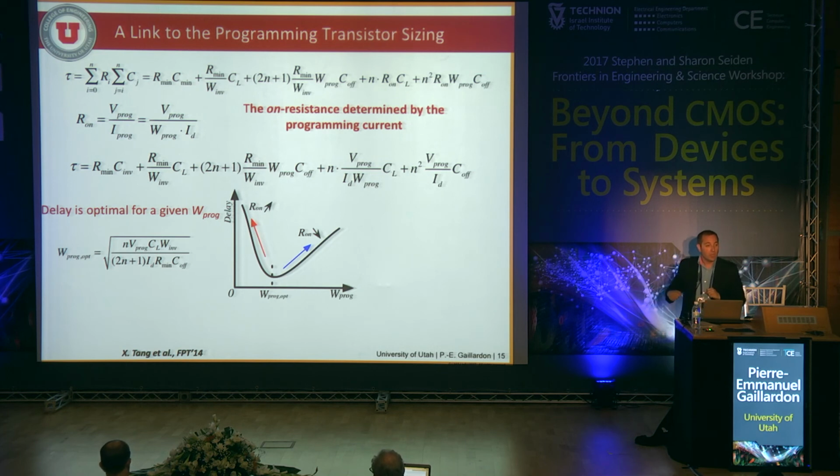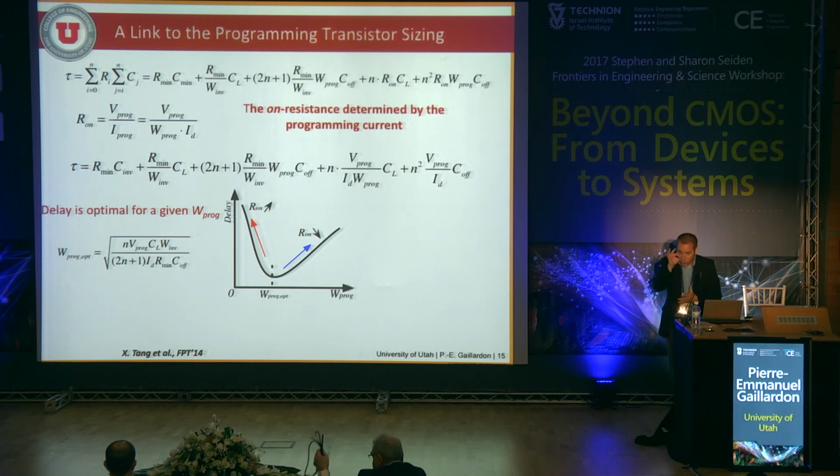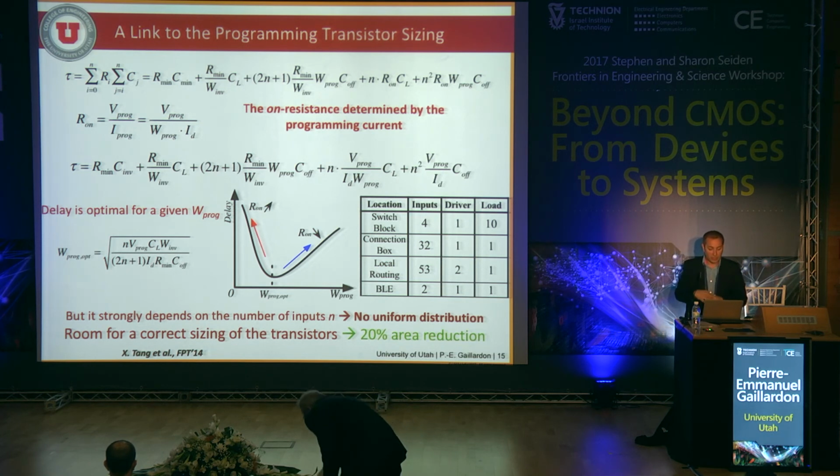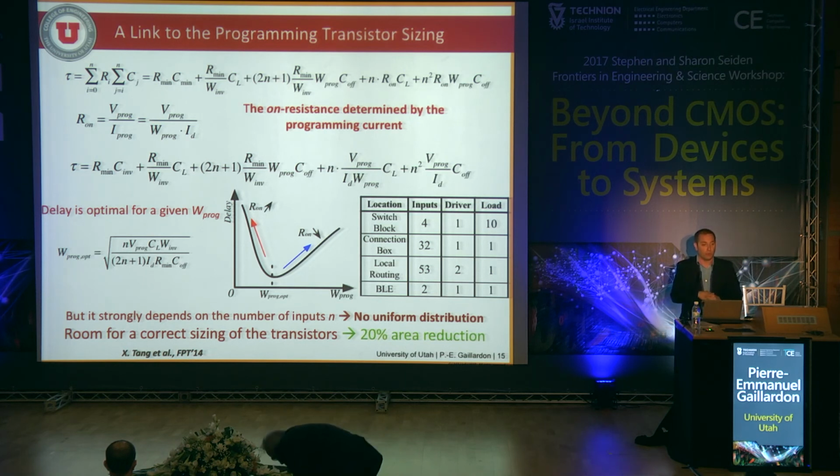What you see on this plot. If you have a very small programming transistor, you get a fairly large on-resistance, and as a result, the RC delay will be large in your circuit. On the opposite side, if you have a very big programming transistor, you'll get a very low on-resistance, but you do pay the price of a large parasitic capacitance. So you'll also start degrading your performance. So you need to shoot right on the sweet spot, and this sweet spot depends on the different circuits that you have in your design, and you should not have a uniform distribution.